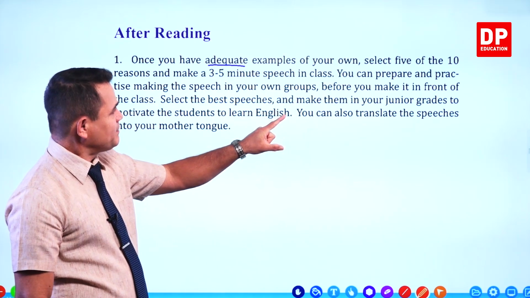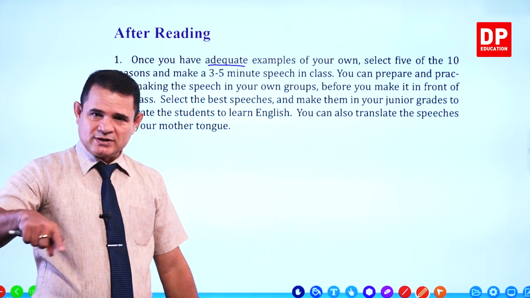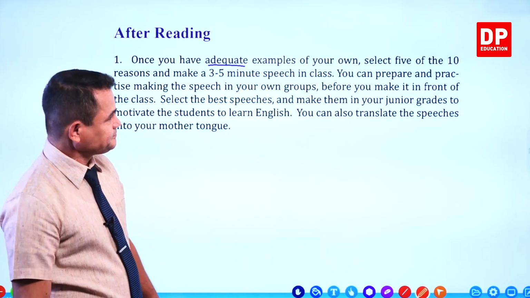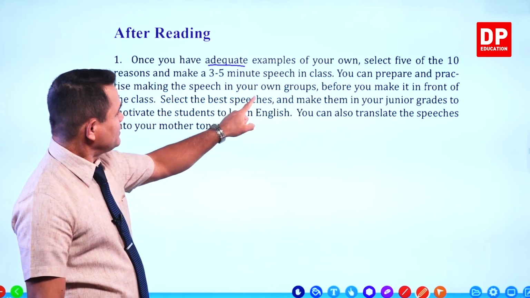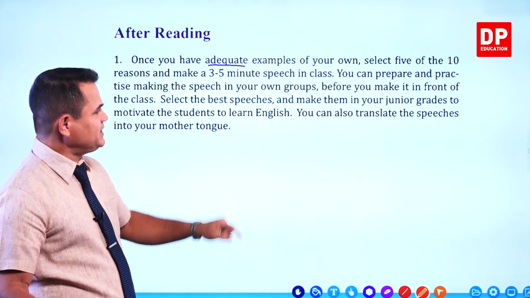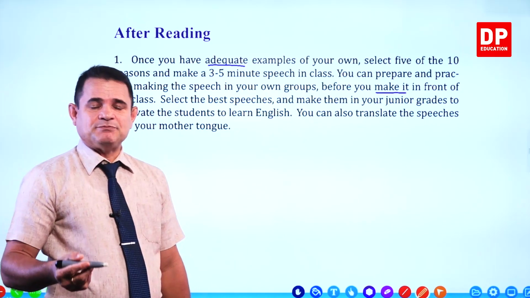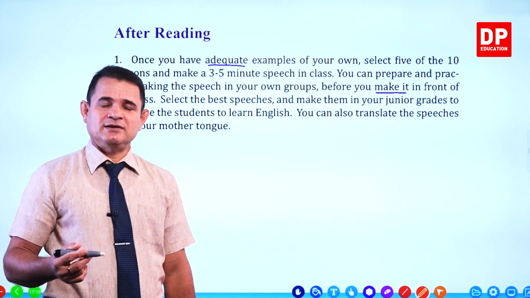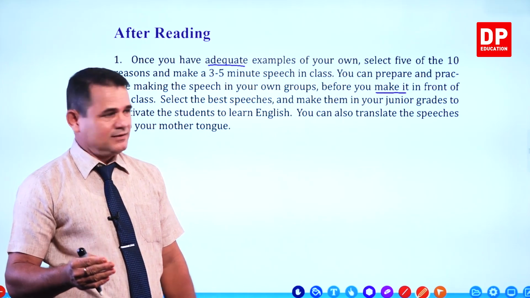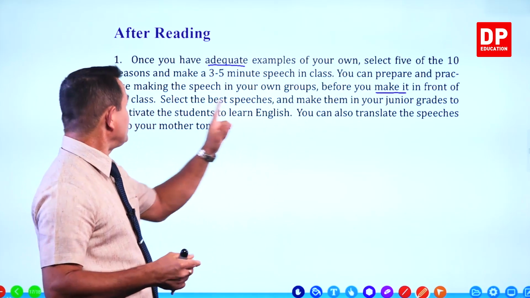You can prepare and practice making the speech in your own groups. ඔයාගේ කණ්ඩායමේ group එකේ speech එක හදන්න පුළුවන්. And practice. And also, before you make it in front of the class, so it's a good word for you to learn. You make a speech. කතාවක් පවත්වනවාට කියන deliver a speech, නැත්තම් make a speech. හදනවා නෙමෙයි. එතනින් කියන්නේ පවත්වනවා. කතාව පවත්වනවා. You can make your speech. ඔයාගේ කතාව පවත්වන්න ඕන in front of the class.